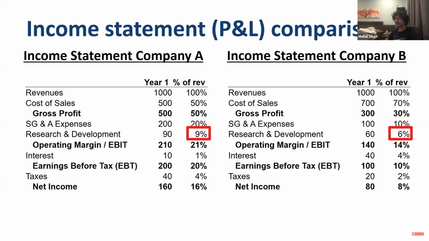On the research and development line, Company A is spending more than Company B. This is usually seen as a good thing, as today's research and development expenses hopefully lead to high-margin, innovative products and services to sell in the future.